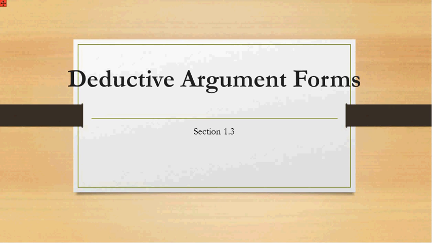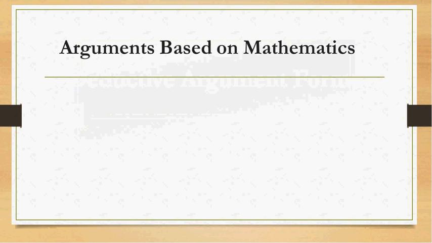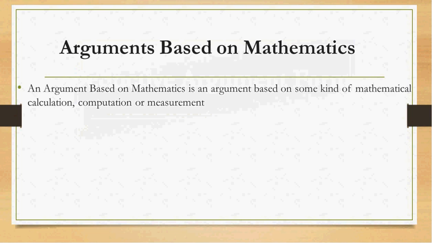Remember that in deductive arguments we have this idea of necessity, where given that the premises are true, it must be the case, or the conclusion must necessarily follow. Let us begin our list of deductive argument forms or types with arguments based on mathematics. An argument based on mathematics is an argument based on some kind of mathematical calculation, computation, or measurement.